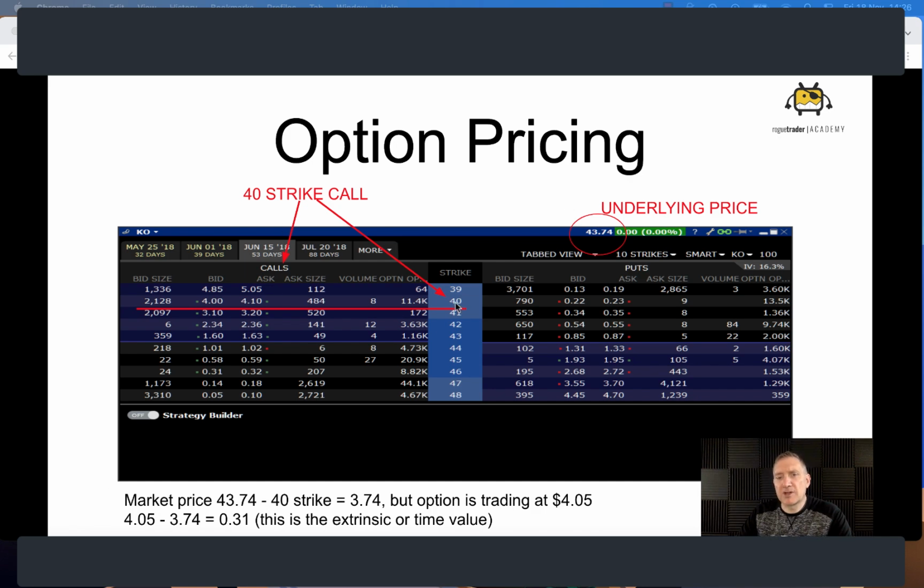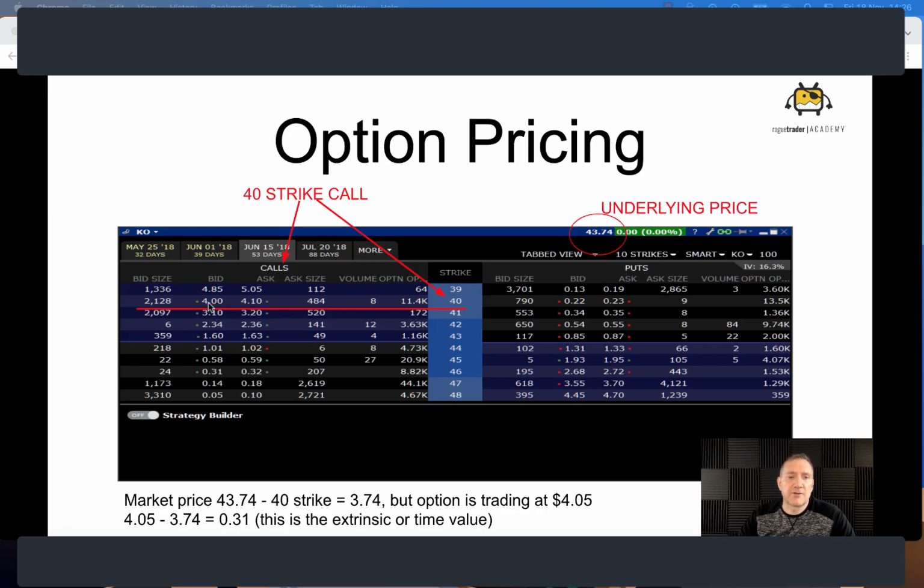Let's say we had a 40 strike call. We bought a 40 strike call. Maybe we bought it a week ago. Maybe we bought it 2 months ago. Who knows? Maybe we're going to buy it tomorrow. I don't know. That 43.74 is the actual value. 40 strike, the difference of $3.74. But that option, what's it trading at? It's trading at, I'll just say, 4.05.